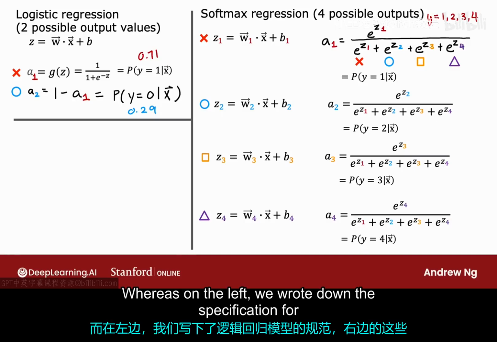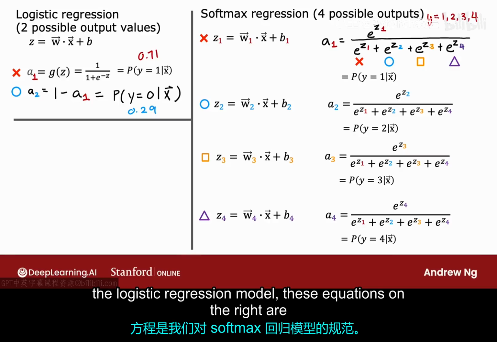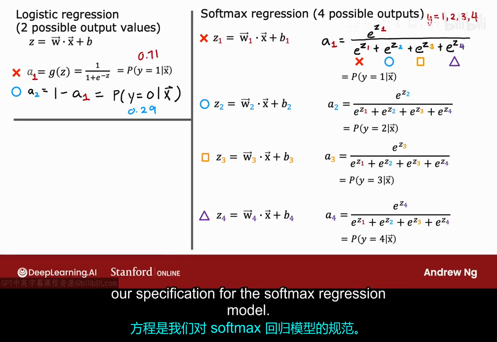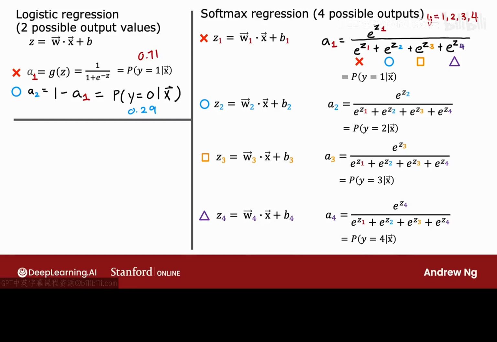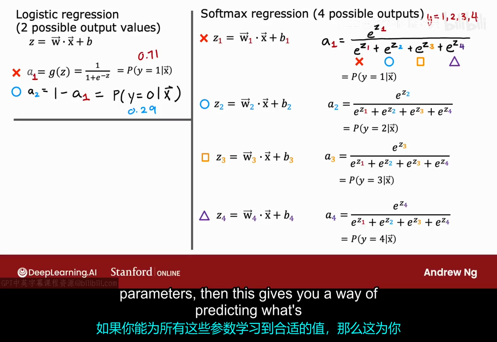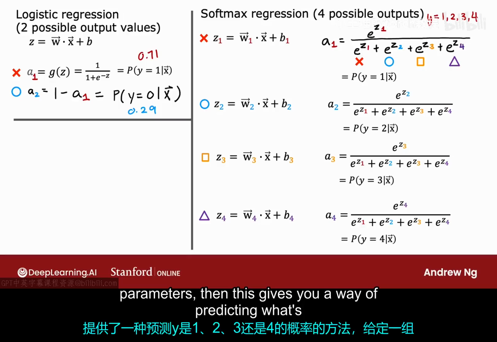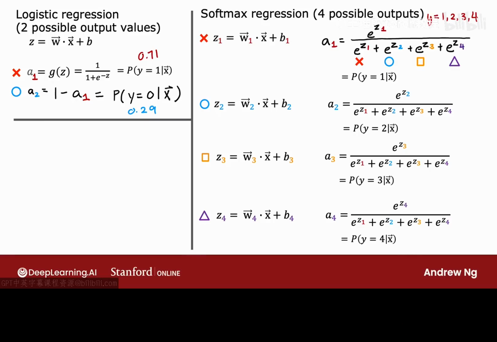Whereas on the left, we wrote down the specification for the logistic regression model, these equations on the right are our specification for the softmax regression model. It has parameters W1 through W4 and B1 through B4. And if you can learn appropriate choices for all these parameters, then this gives you a way of predicting what's the chance of y being 1, 2, 3, or 4, given a set of input features x.